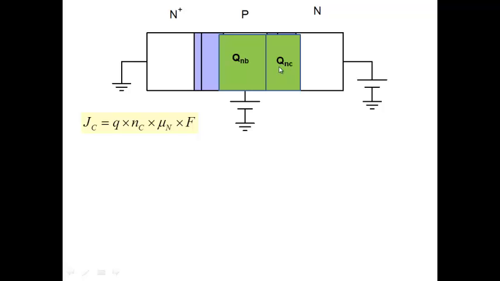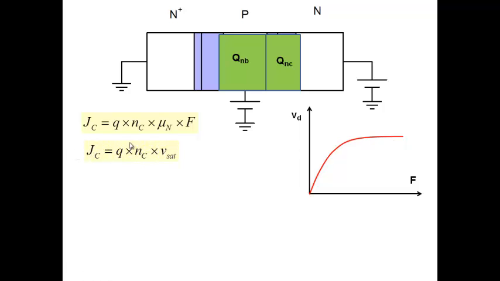Now, if the field is very high, what happens to mu times F? If the field is high, people remember drift velocity. How does it go with field? It saturates. If the field is high, then you don't say mu into F. There is a velocity here, saturation velocity. So what you do is you write it as QNC times V sat, which replaces mu times F here, where V sat is the saturation velocity. So how many electrons are there in the collector depletion region? NC equal to JC by QV sat.